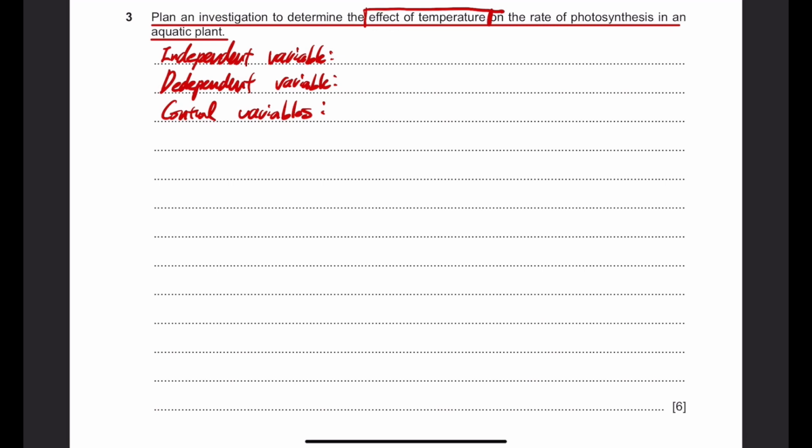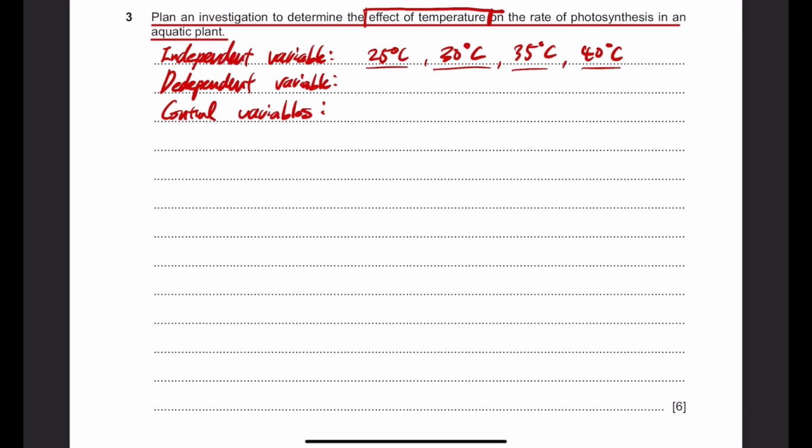So you actually have to give specific numbers. Let's say 25 degrees Celsius, 30 degrees Celsius, 35 degrees Celsius, and 40. Like this. All these variables should be more than 2. Right, there should be more than 2 temperatures in this case.